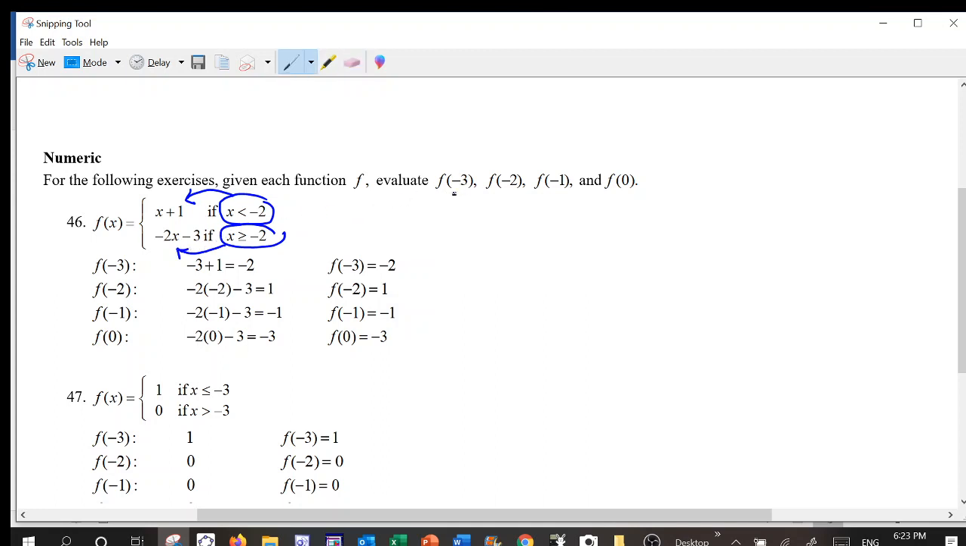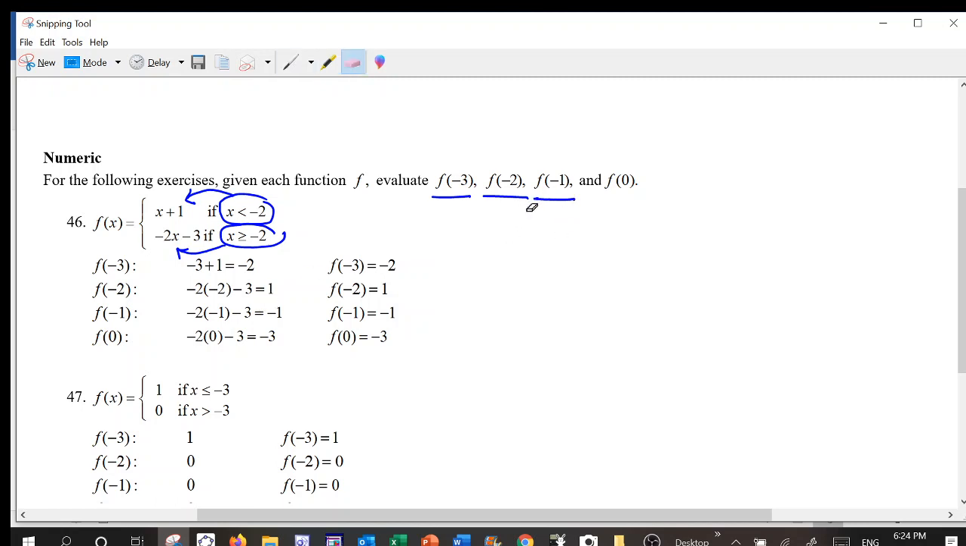So for example, what's f of -3? Well, -3 is where? Is it here or here? Well, -3 is to the left of -2, so it's going to have to use that one. So to find f of -3, you just get -3 plus 1, which is -2. Now, what about -2? Well, -2 is equal to -2, so it's here, so we're going to have to use this one. So we just put -2 here. -2 times -2 minus 3 is 1.